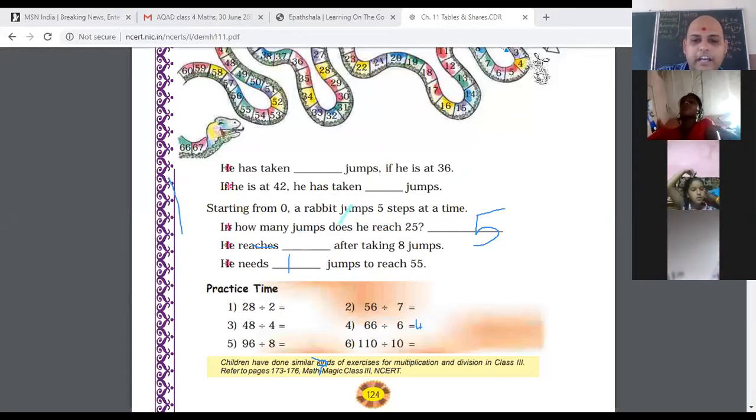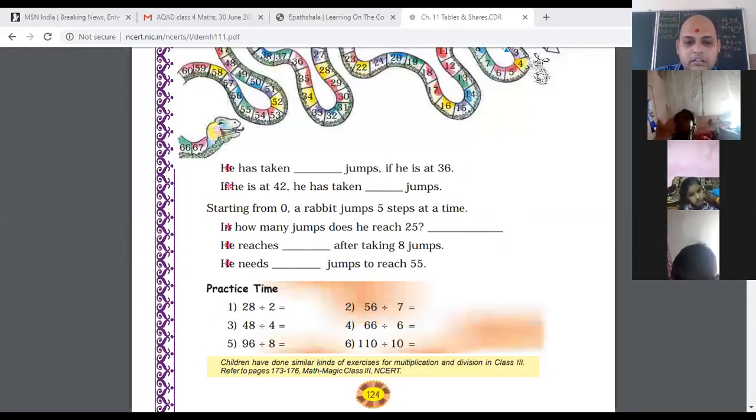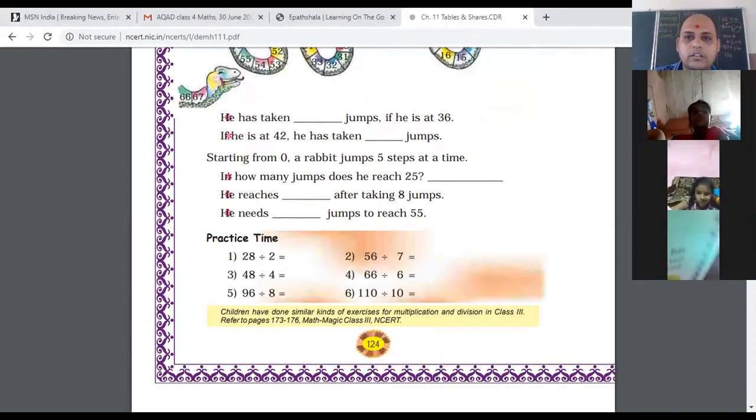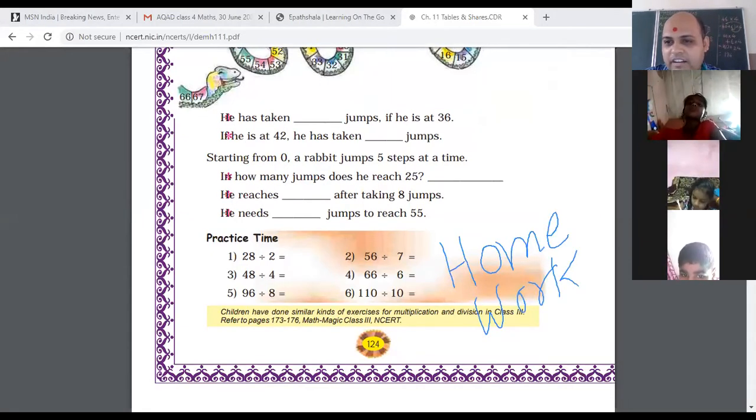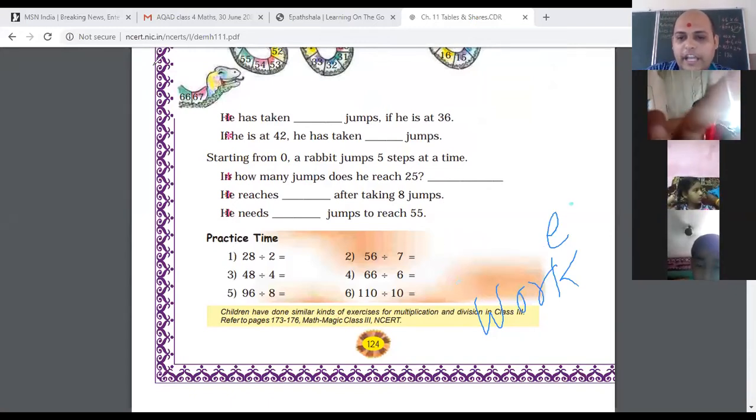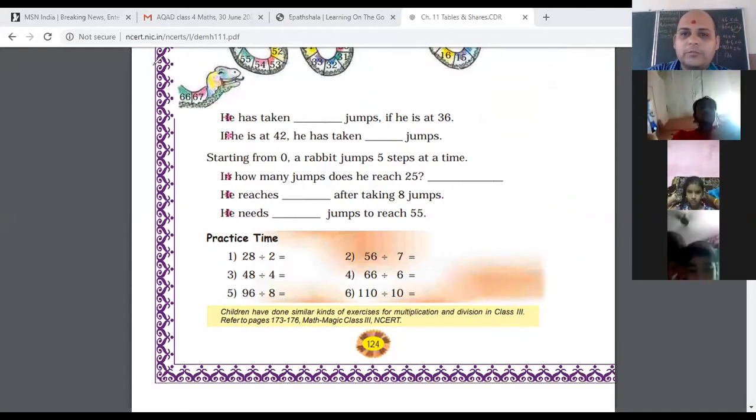Okay. Now let's clean it up. We are going to the next page. These examples, practice time, this is your homework. Okay? Then this you can do by mental math only. You don't even have to take a single step. Okay? Yes? Please note it down in your notebook, in your textbook. You have to do this.